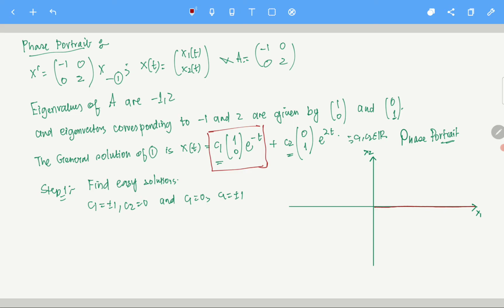So 1 0 is here, and e power minus t. Now, in which way does it point? For e power minus t, as t moves towards minus infinity this is infinity, so it is coming from this side, and as t moves towards infinity this is going towards 0. So basically the arrow is in this direction. Clear? This is for c1 equals 1 and c2 equals 0. Now again the mirror image, c1 equals minus 1 and c2 equals 0, will be on this side.